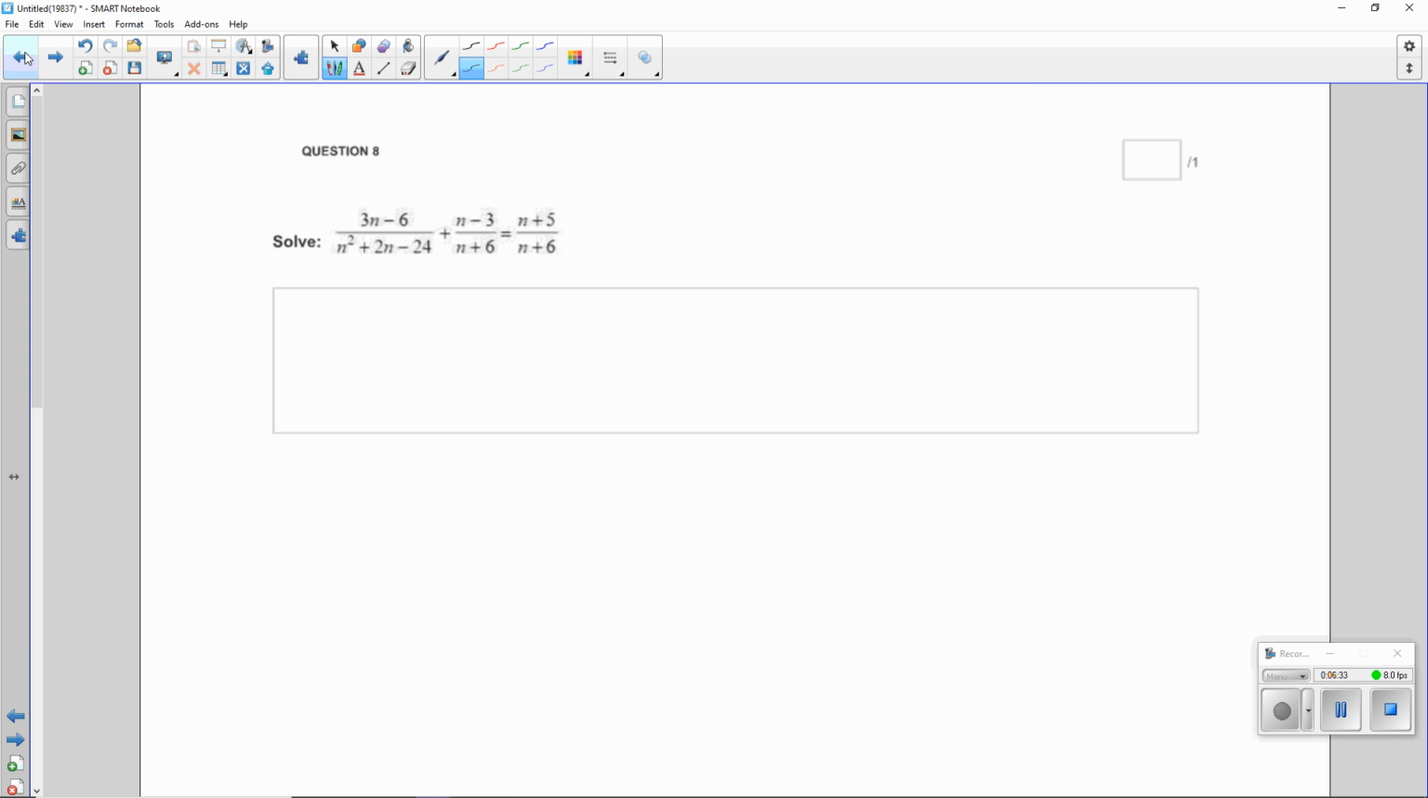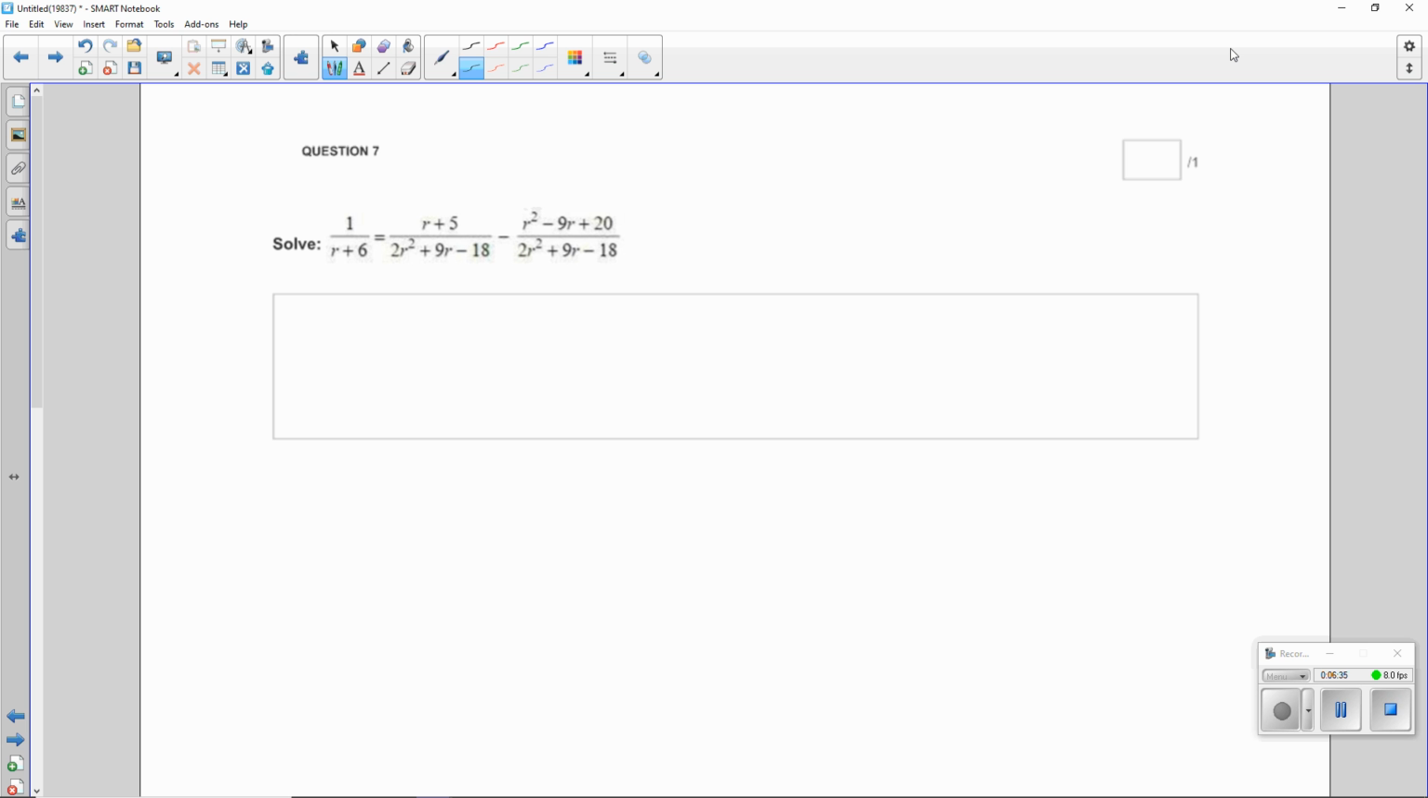And finally, number 7. Oh boy, fun problem here. This one looks uglier than it is, though. So I'm going to rewrite it. I'm guessing, or at least hoping, that r plus 6 is one of the factors at the bottom of these two fractions.